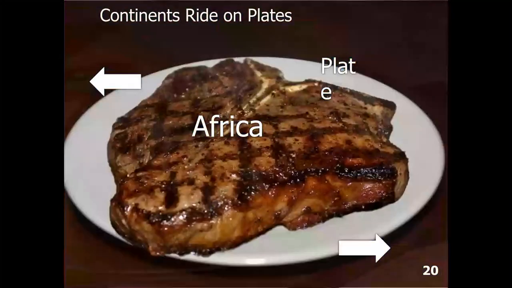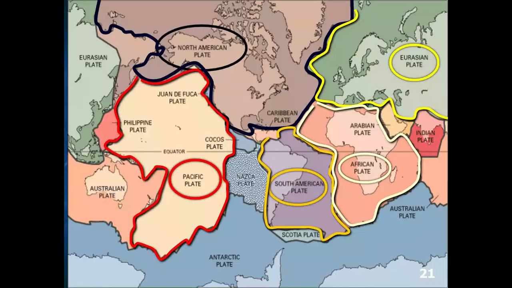So I like this picture here because it gives you an idea of the role of the continents in relationship to the plate. In fact, the continents are not the plate material, but the continents ride along the plate material. So we really want to say that the continents go along for the ride. And so here you see this nice big piece of steak, which could represent Africa, for example. And then Africa is riding on the plate itself.